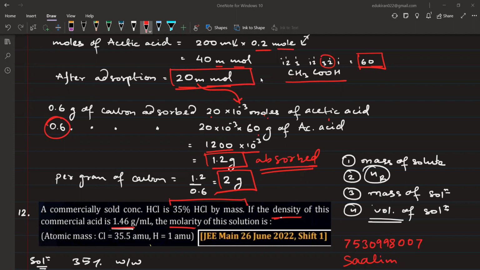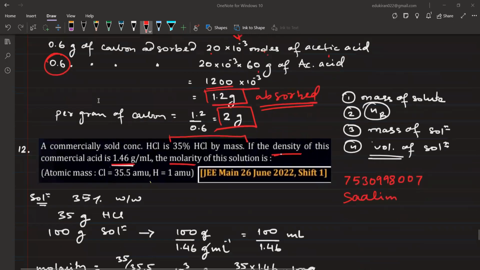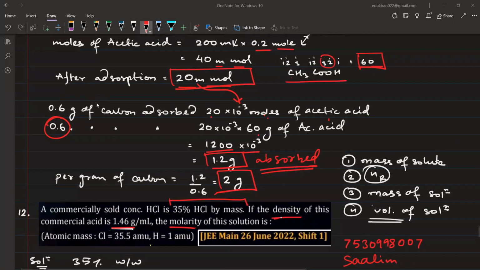Oh, नहीं. Mass of solution आपने गलत लिया. Mass of solution is wrong. चलिए देखिए. Who will translate this? Tell me. 35% W by W का क्या मतलब हुआ? 35 grams of HCl in dash gram of solution. Tell me. How many grams of solution? 100 grams.